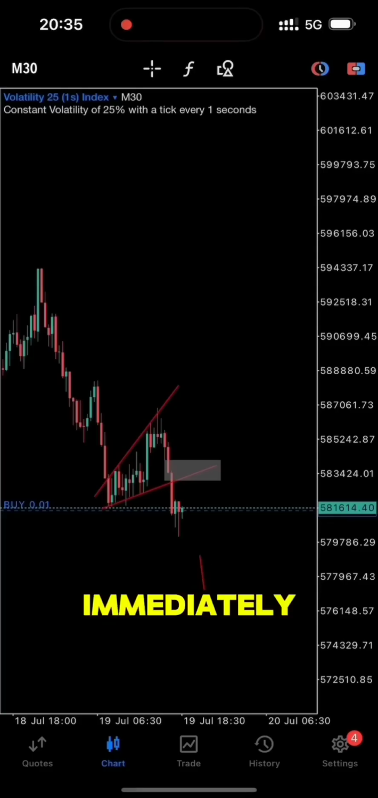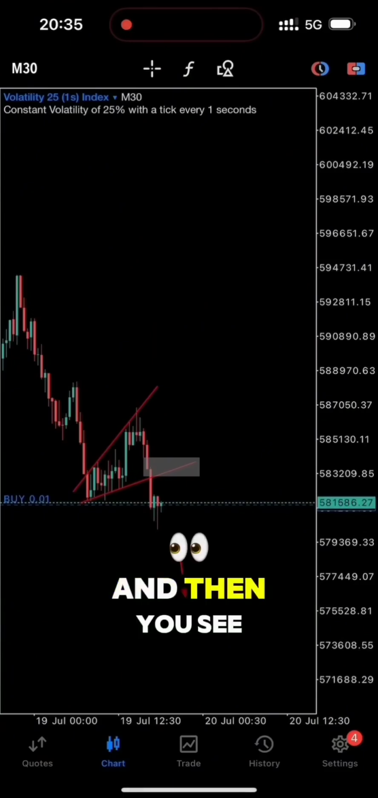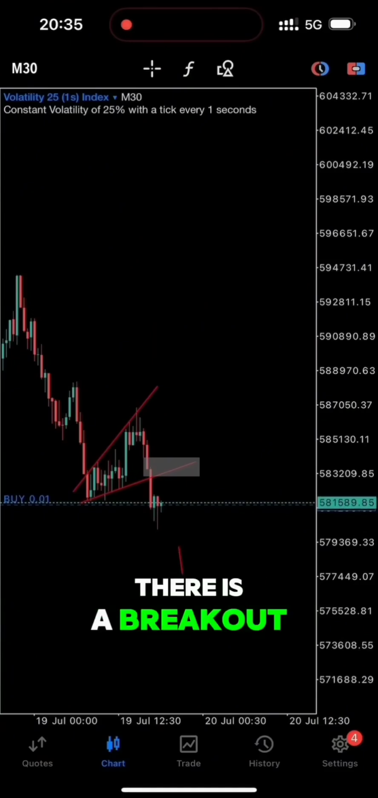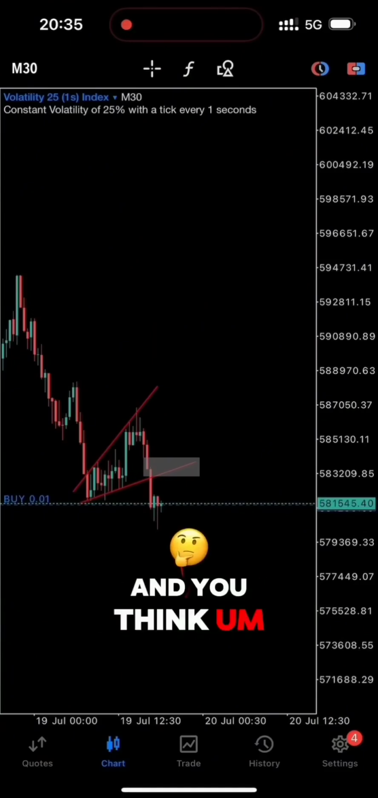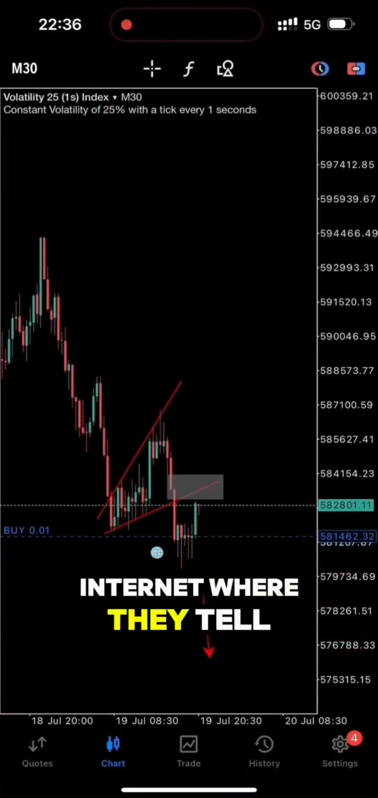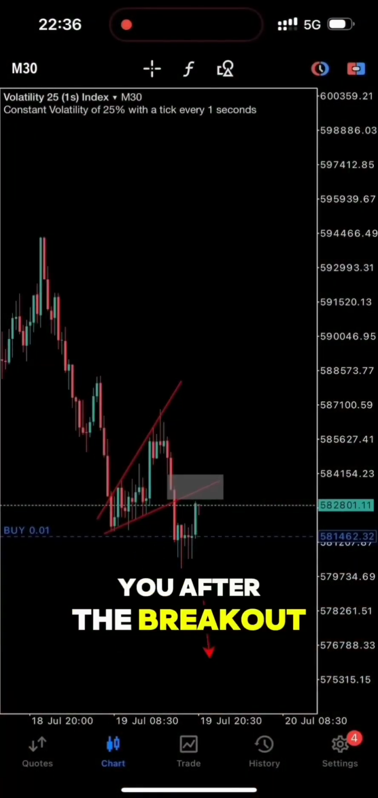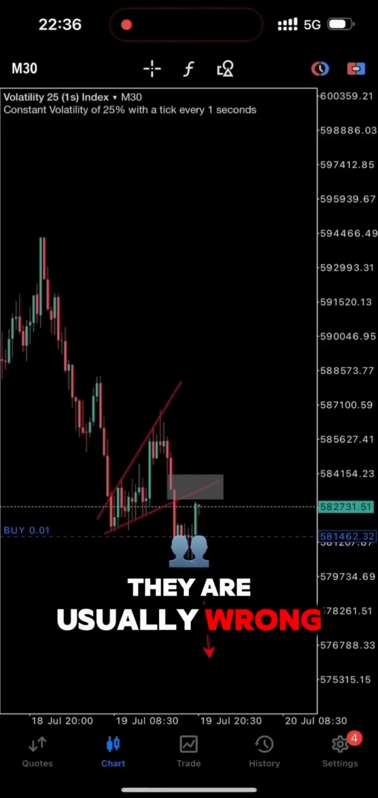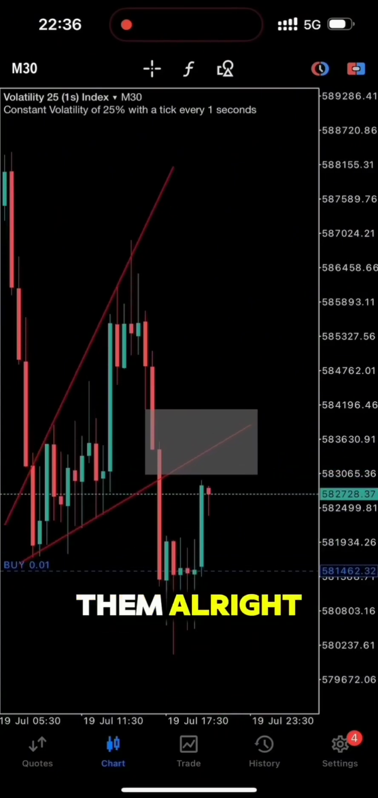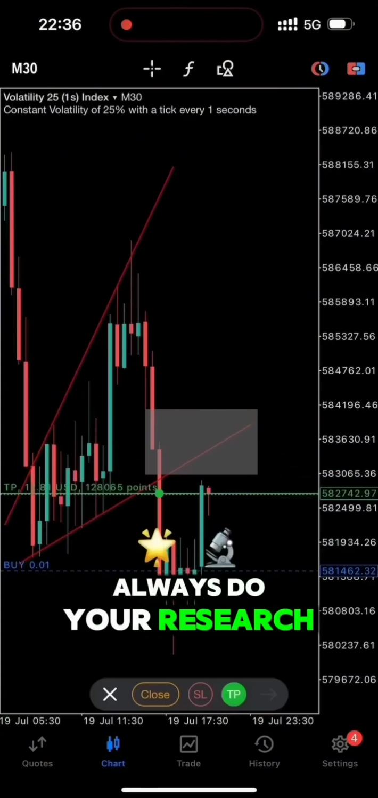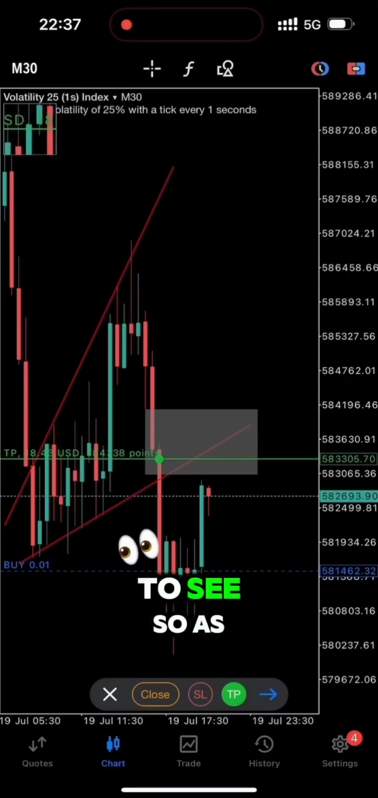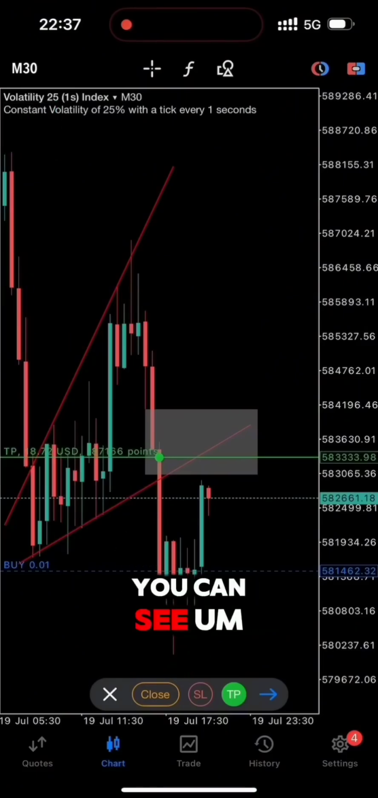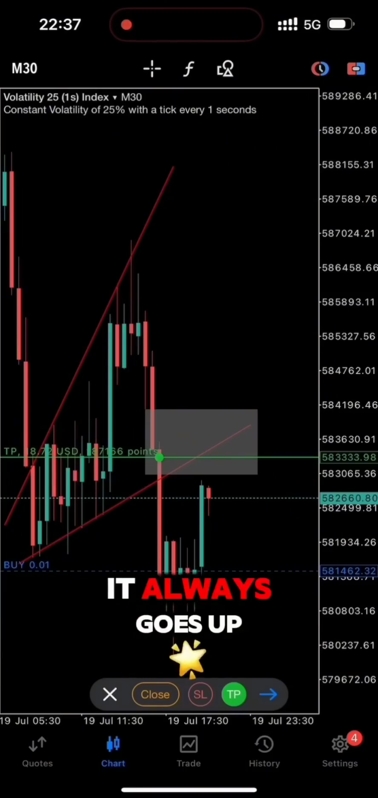So don't be fooled immediately when you enter a trade and you see there is a breakout and you think now we are going to sell. Most of the patterns we see on the internet that tell you that after the breakout it will have to continue with the trade are usually wrong. So do not follow them. Always do your research and then backtest to see. So as you can see, it always goes up.